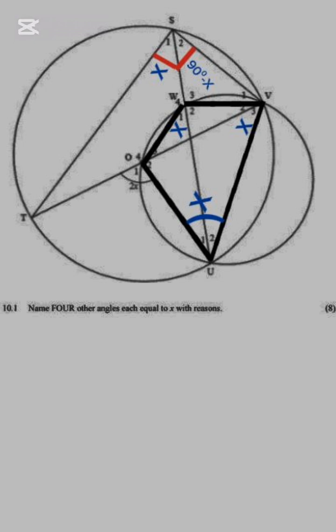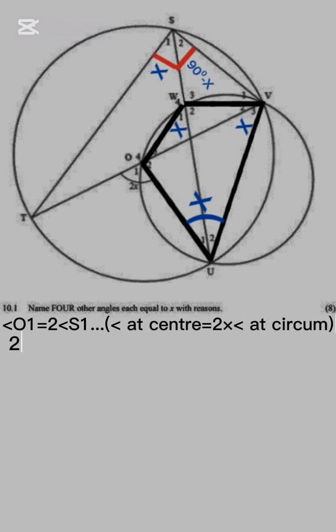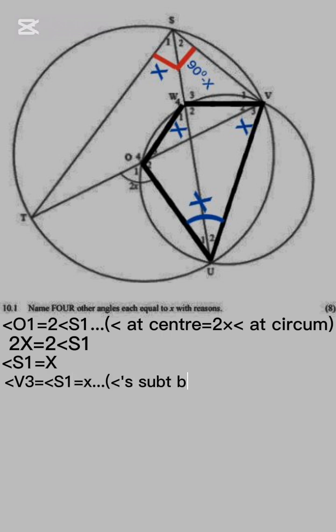10.1. Name 4 other angles each equal to x with reasons. Since we discussed everything on our diagram, let's name them. Angle O1 is equals to 2 times angle S1. Reason angle at center is 2 times angle at circumference. 2x is equals to 2 times x1. Angle S1 is equals to x. Angle V3 is equals to angle S1 is equals to x. Reason angles subtended by the same arc.